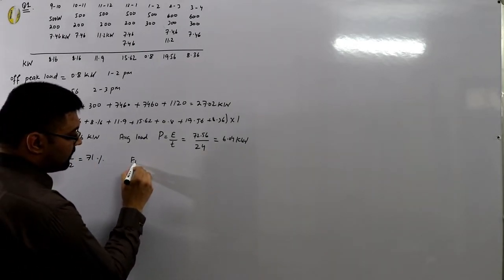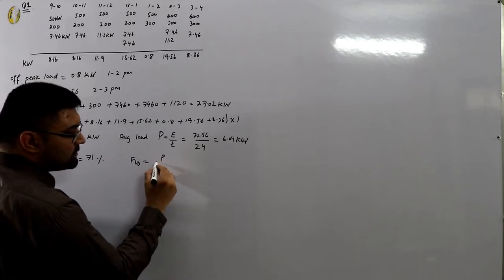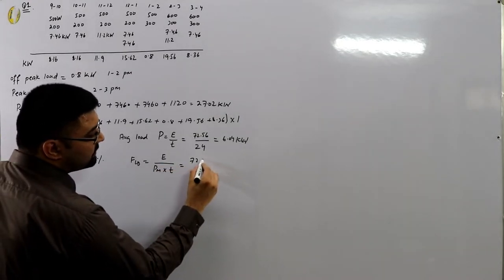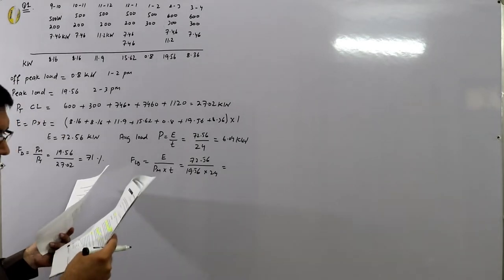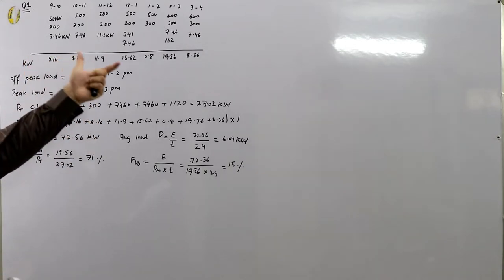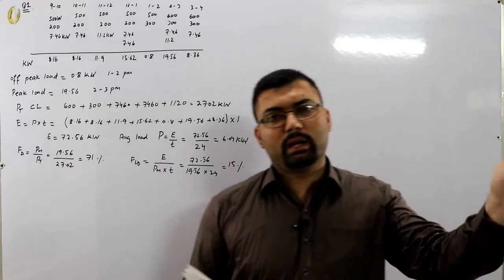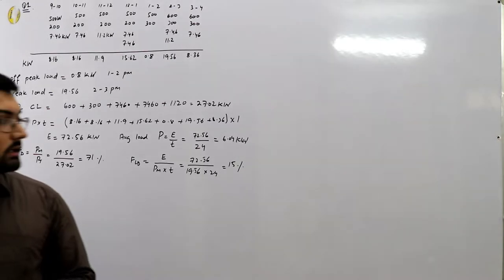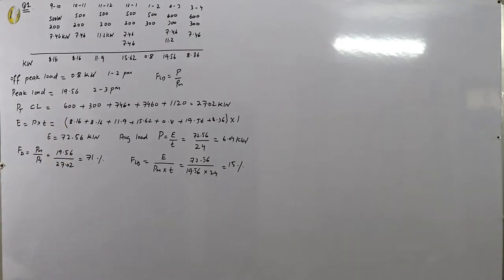You also can have the load factor. The load factor is the energy consumed to the maximum demand multiplied by time. So 72.56 divided by 19.56 and multiplied by 24. This comes out to be about 15%. Why is this a low load factor? Because his load is varying and he is operating for a very short period in the whole 24 hours. Load factor would be high if he is using a constant load for the maximum duration of time. The load factor is the average load P upon maximum demand. This is question number one.